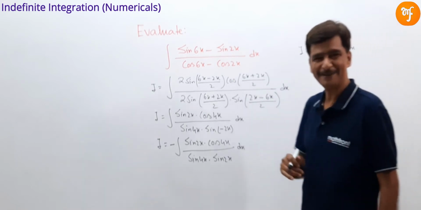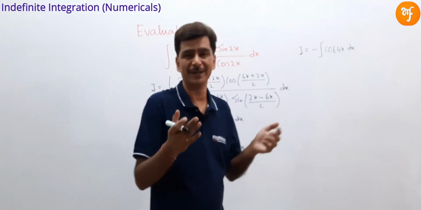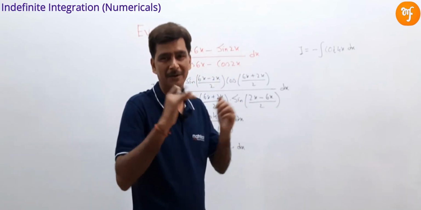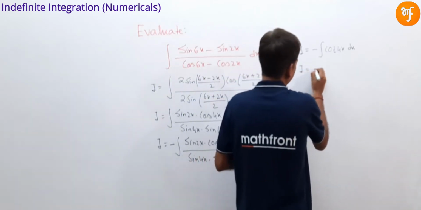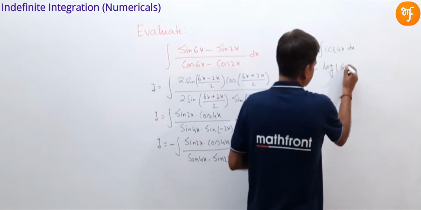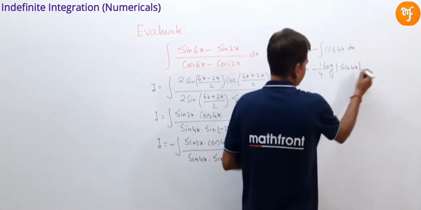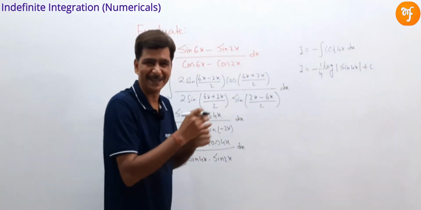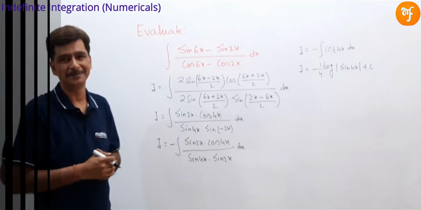Okay, clear? Now what is the integration of cot of 4x? It is very simple, that is log of mod of sin 4x whole divided by 4. So I is equal to minus log of mod of sin 4x whole divided by 4, that is 1 by 4, plus c, where c is the integration constant. So this is the answer. Okay, clear? Now come to the next question.